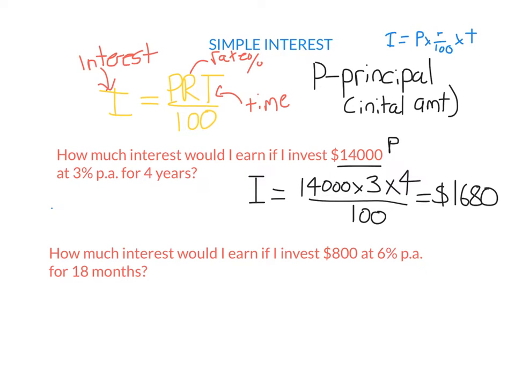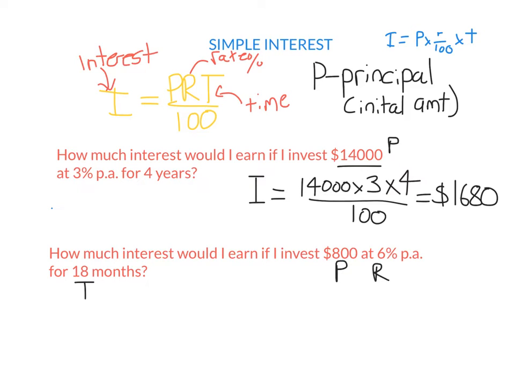So let's now have a go at this question. How much interest would I earn if I invest $800 at 6% per annum for 18 months? So we need to figure out what P, R and T are. So this is P, because that's how much I start with. Of course, R is 6% and T is 18 months.